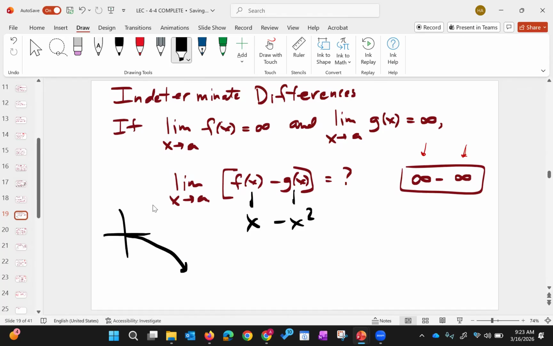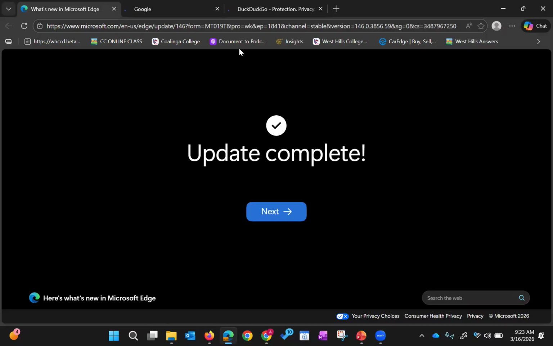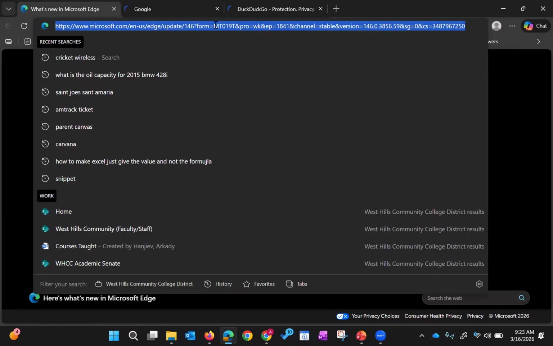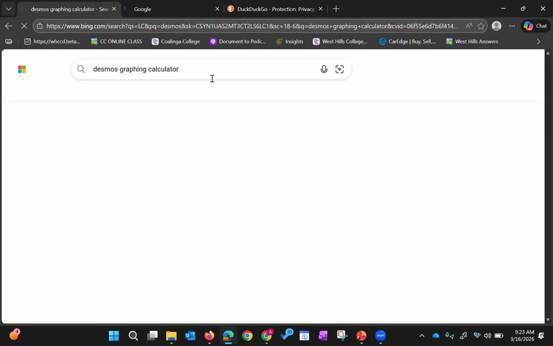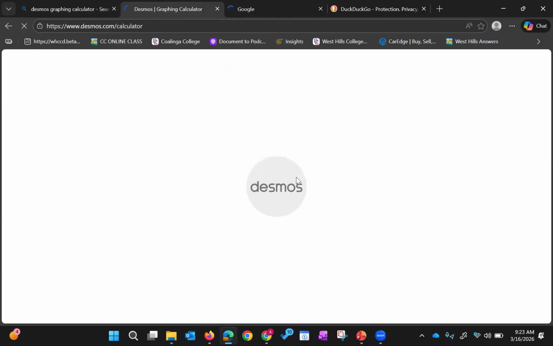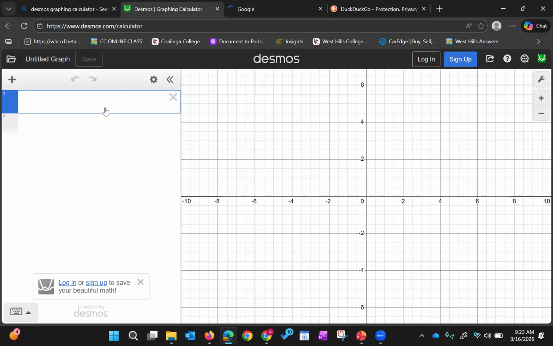Should we graph it, just real quickly to see? Desmos. Okay, so x to the power of 2 minus x. There it is. We went off to positive infinity eventually, right? Because x can't drag x squared back down.